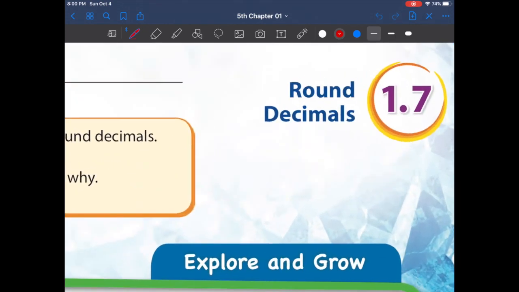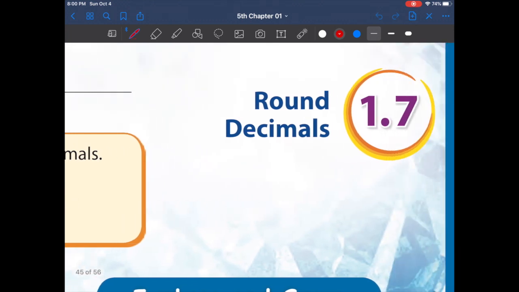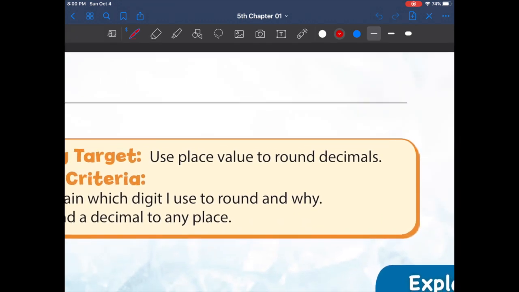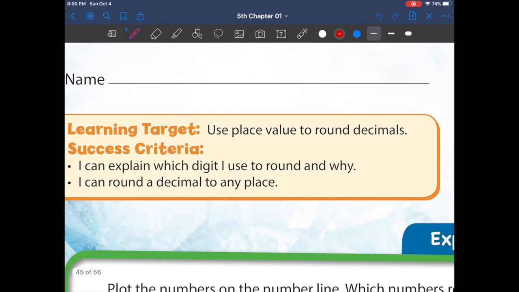Hi everyone, in today's lesson we are on chapter 1.7, rounding decimals. By the end of today, you will be able to use place value to round decimals, explain which digit I can use to round and why, and round a decimal to any place.